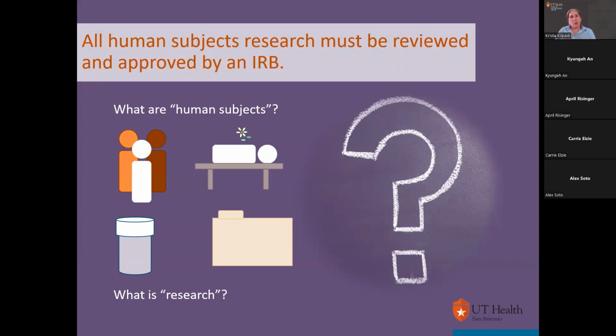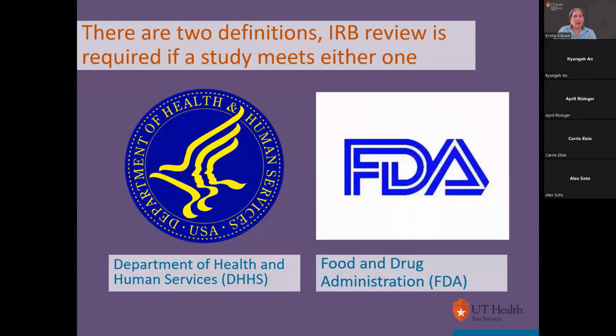How do you define what is research and what isn't research? And so we're going to go back to some of the rules in the federal laws that determine what is and is not included in these items. There are actually two definitions of what is considered human research, and we require IRB review if the study meets either one of these. One of the rules comes from the Department of Health and Human Services, and one of them comes from the Food and Drug Administration.